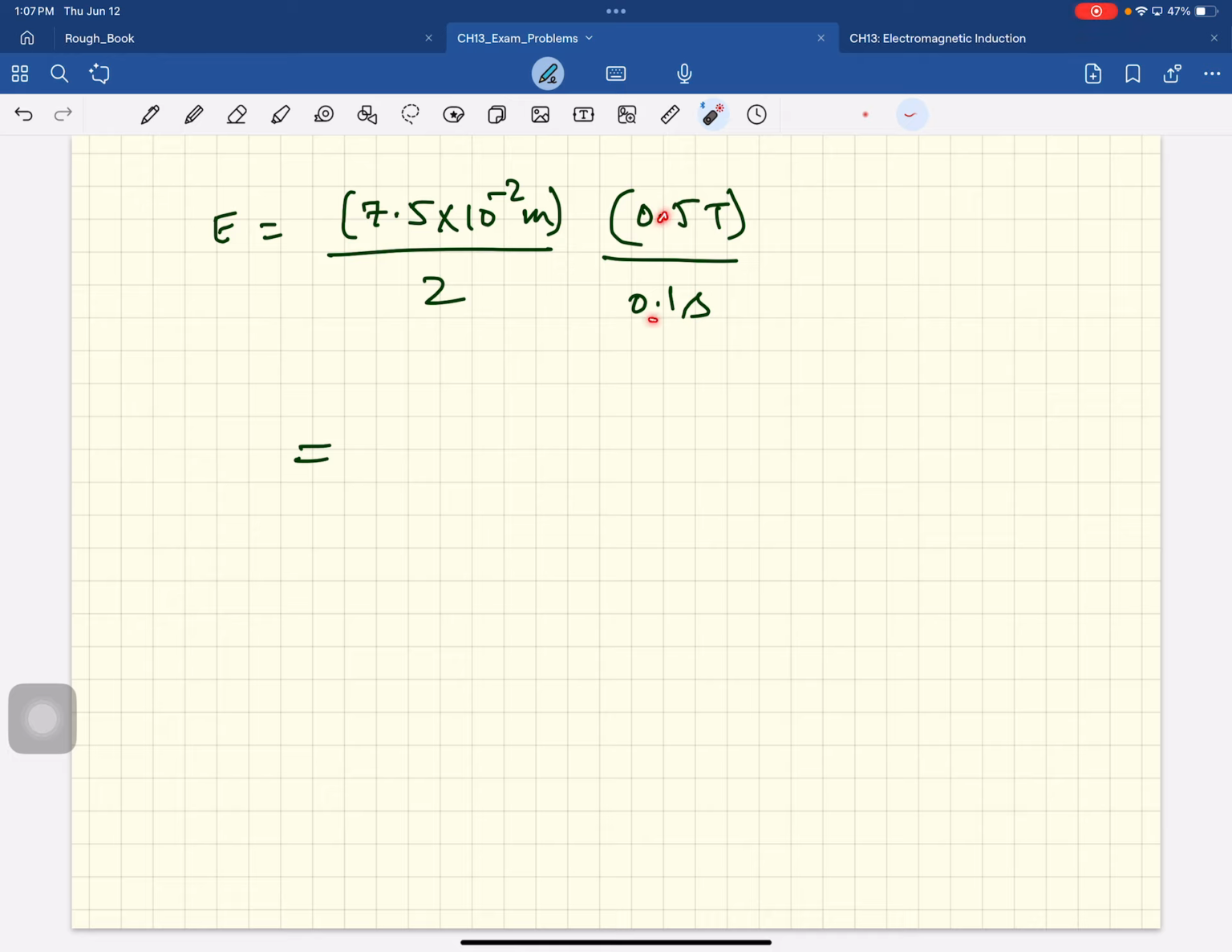So this is 5, and that's 2.5. So 2.5 times 7.5 is 15 and 3.75, 18.75, times 10 to the minus 2 volt per meter.